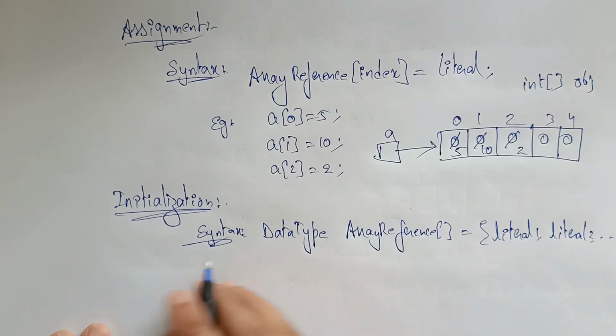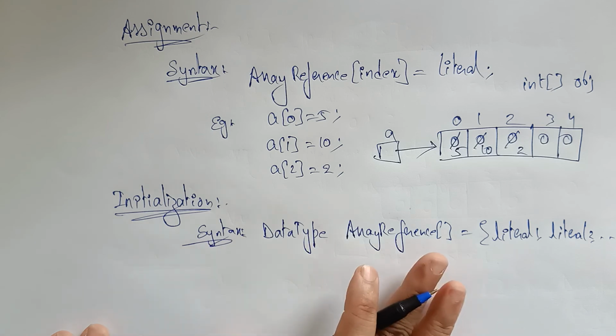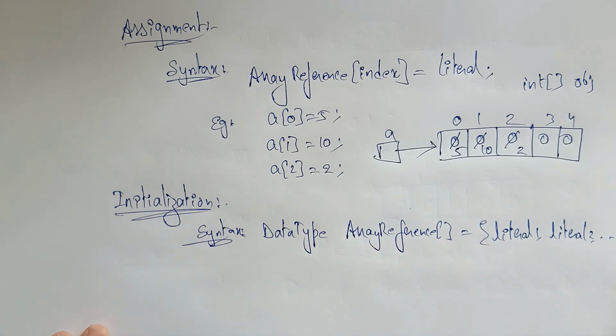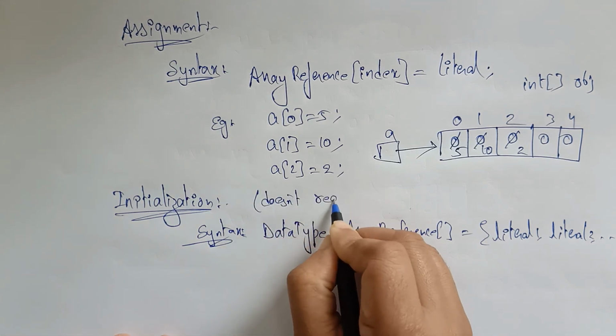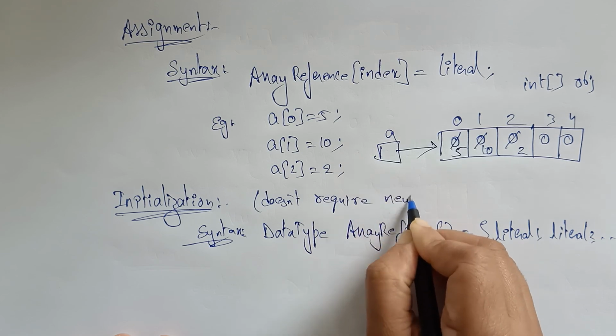Remember, students, in the initialization part you do not require the new operator. Whereas in the declaration part, when you are trying to declare the variable, the new operator has to be included, because it is going to allocate memory. After declaration, when you try to initialize, with the data type, memory is automatically allocated. So it does not require the new operator. Let me write that point: does not require new operator.